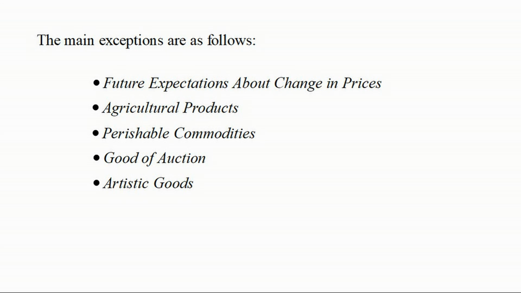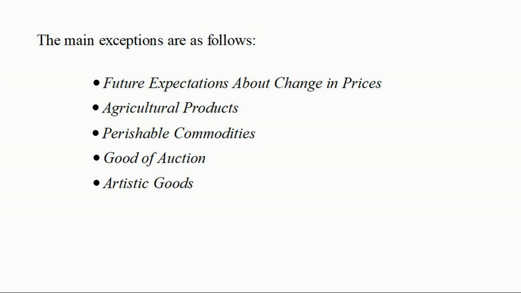Goods of auction is the other case that we have exceptions to the law of supply. Since the supply of auction goods is limited, the law of supply does not operate in this case. Whatever the price varied by competitors, the auction goods are not varied. This is the other case.